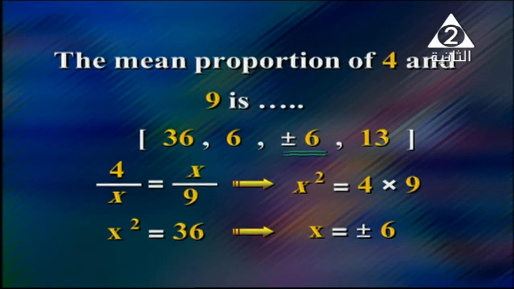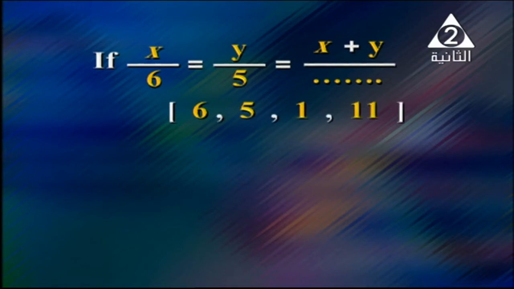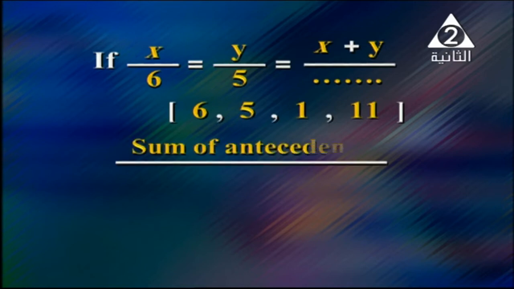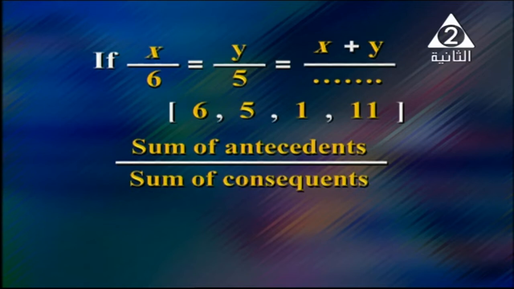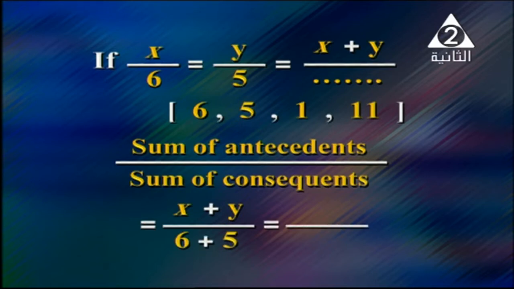Another example. If x over 6 equals y over 5 equals x plus y over what? Is it 6, 5, 1, or 11? You have learned that the sum of antecedents over the sum of consequents equals each ratio. What about the sum of antecedents? It's x plus y. What about the sum of consequents? It is 6 plus 5. So it is going to be x plus y over 11. Then it will be the last choice.